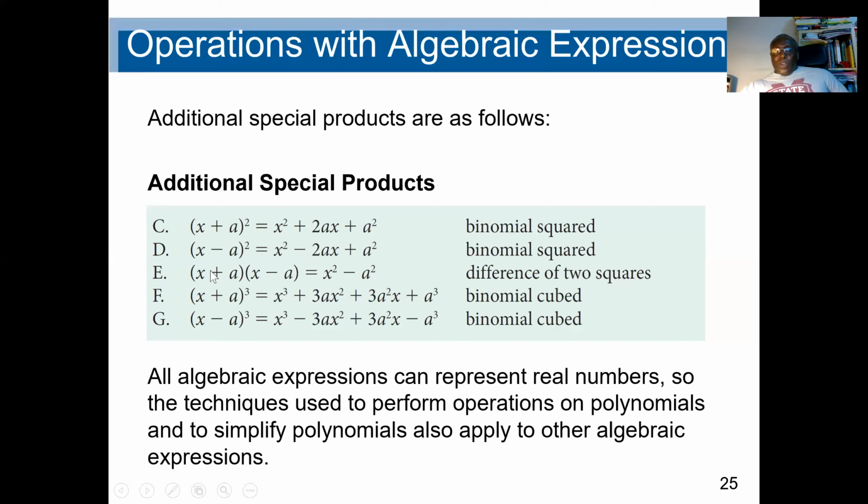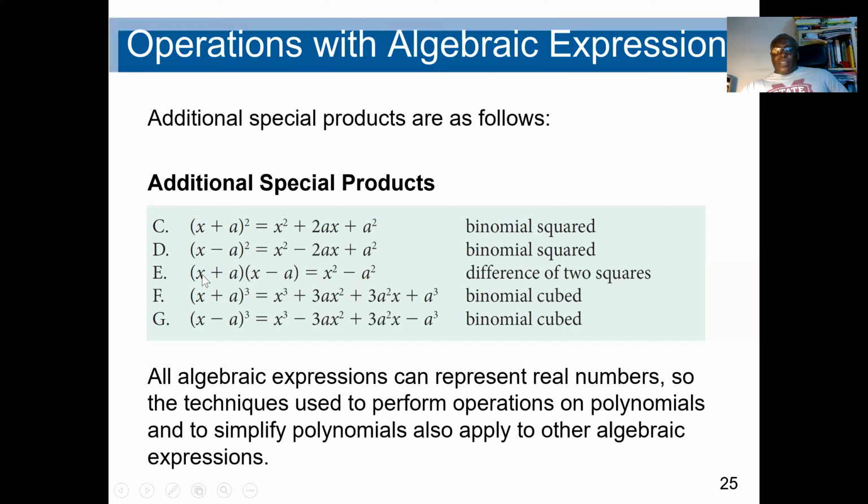Then the third one is called the difference of two squares. If I have s plus a times s minus a, the answer will be s squared minus a squared. Now, if you can't remember the formula, as usual, use the FOIL method to multiply everything here. You get s squared minus a squared.